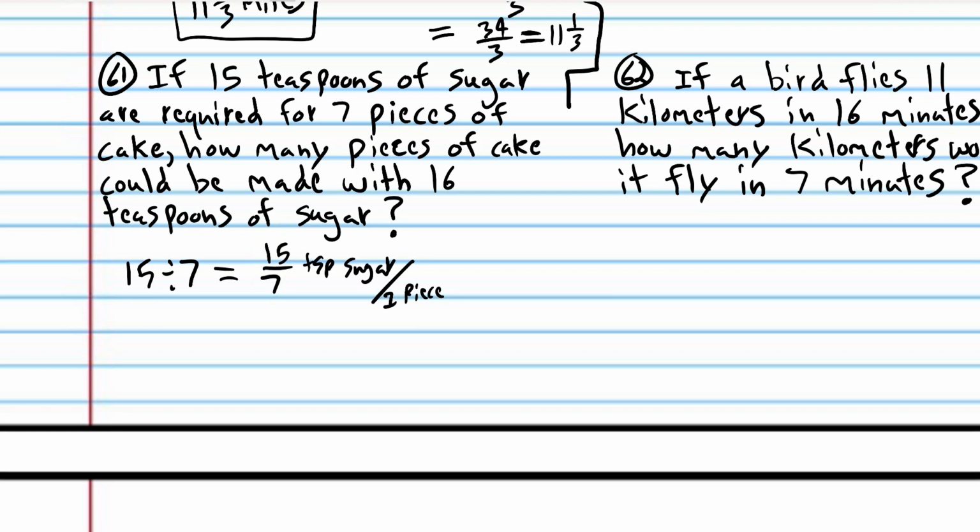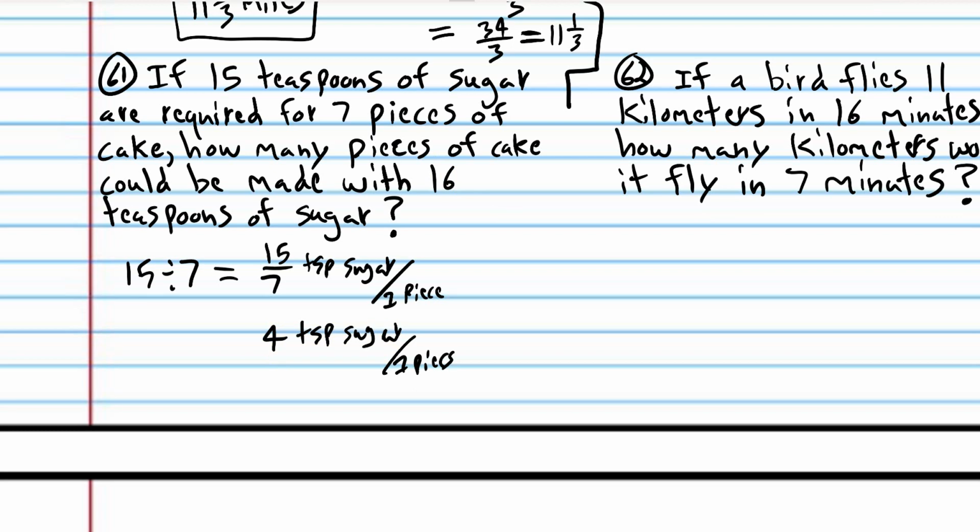So let's take this number and make it a much easier number. Let's take that number and make it something that is easy to multiply or go into 16. So let's make that 4. 4 teaspoons of sugar for every 1 piece of cake. So if there's 4 teaspoons of sugar for every 1 piece of cake, and it says we have 16 teaspoons of sugar, how many pieces of cake could we make? Again, there's 4 teaspoons of sugar for every 1 piece of cake. And we don't have 4 teaspoons of sugar, we have 16 teaspoons. So how many pieces of cake?